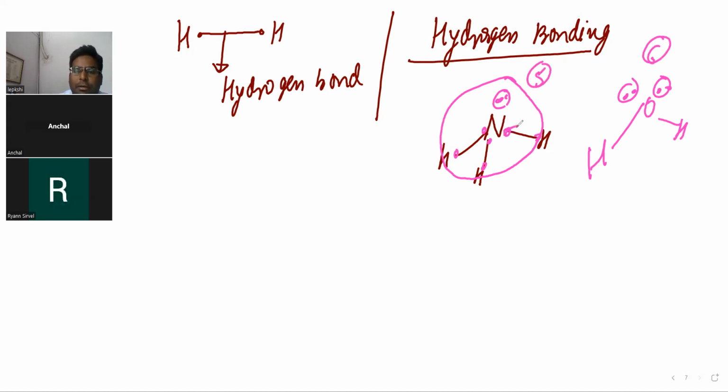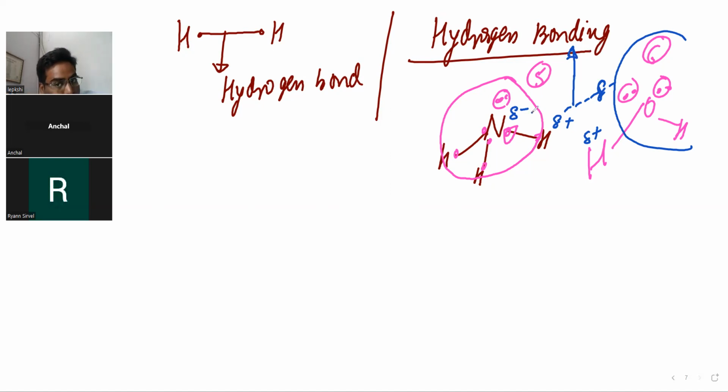In this molecule, this will attract the electron of nitrogen towards itself. So it will form delta minus and this will form delta plus. In a similar manner, this part will become delta minus and this will be delta plus. So there is a force of attraction between these two, delta minus and delta plus. That is called hydrogen bonding. Understood? It may be between two different molecules or between the same molecules also. That is called hydrogen bonding.